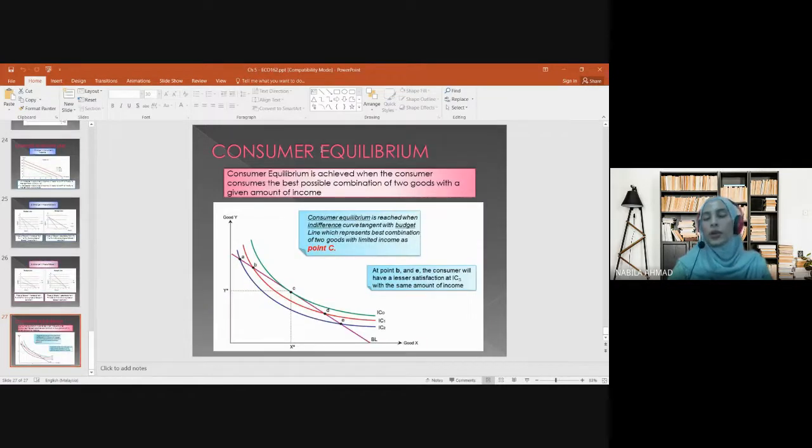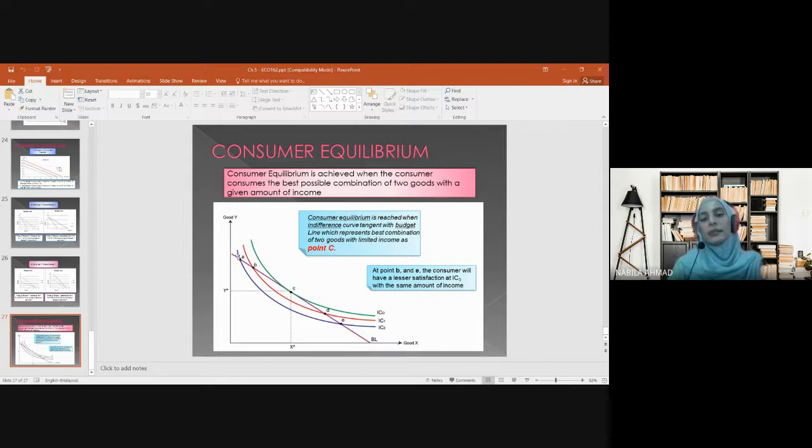Now, this is the consumer equilibrium. Jadi kita combine indifference curve campur budget line, kita akan dapat consumer equilibrium. So what is consumer equilibrium? Consumer equilibrium is achieved when the consumer consume the best possible combination of the goods with a given amount of income. So dengan pendapatan yang ada, berapakah barang yang boleh dibeli oleh seseorang itu menggunakan pendapatan yang dia ada untuk memaksimumkan kepuasan.